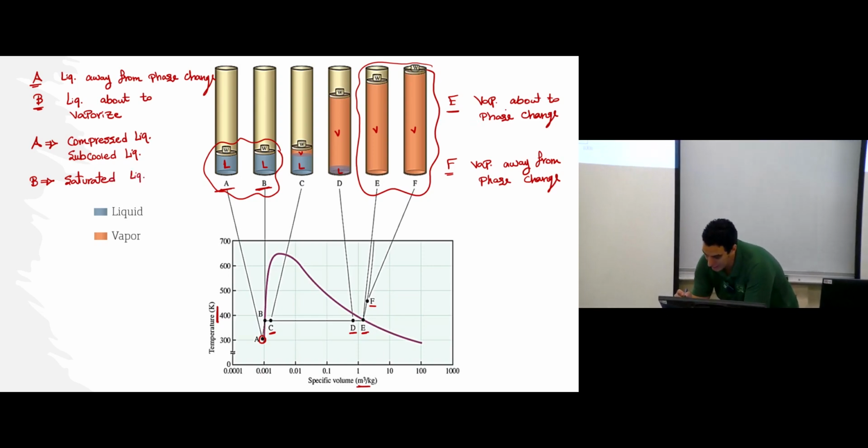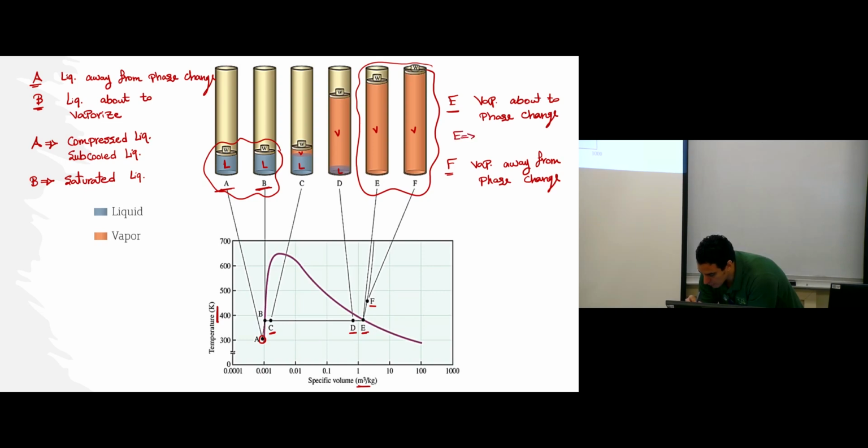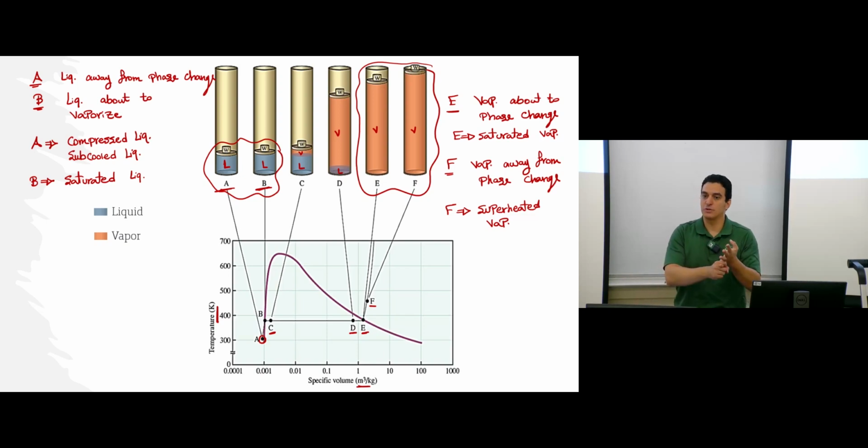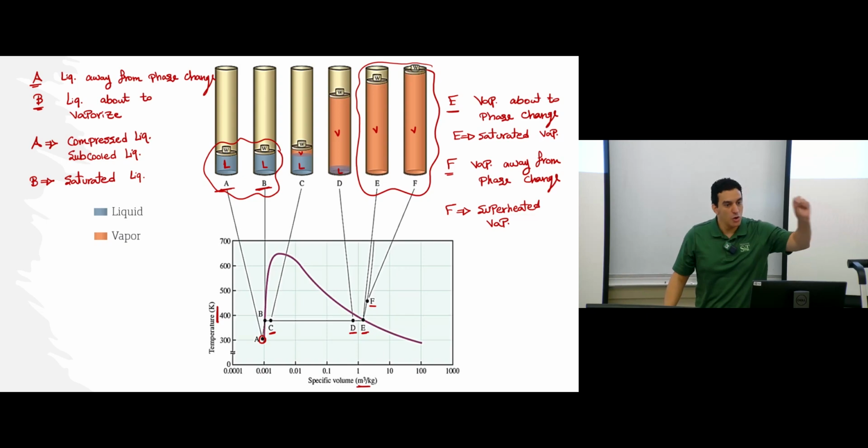And similar here we have E. This is called saturated vapor. And the vapor that exists at case F will be called superheated vapor. So here we have four terms: compressed or subcooled liquid, saturated liquid, saturated vapor, and superheated vapor. We just need to differentiate between the case that is away from the phase change and the phase that is exactly at the phase change condition.